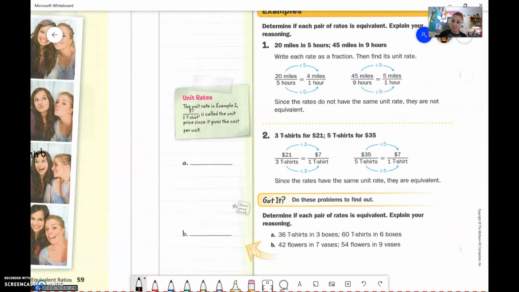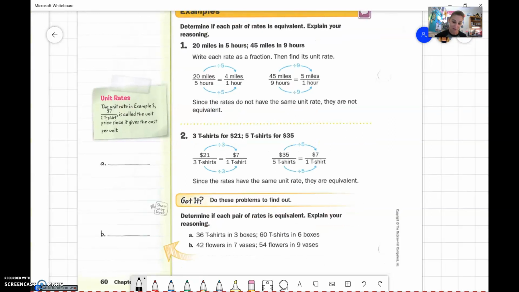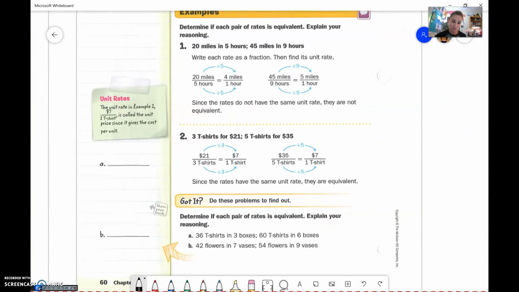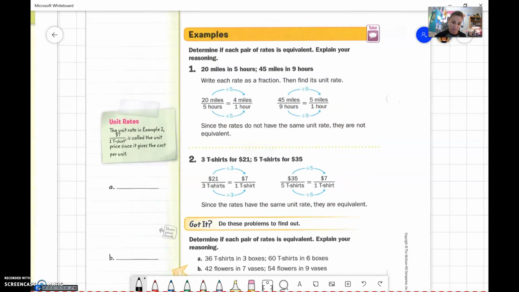All right, jump over to the next page, and we are going to get into, just ignore that phone. I don't know how to turn it off. Okay, we're going to get into this example right over here.